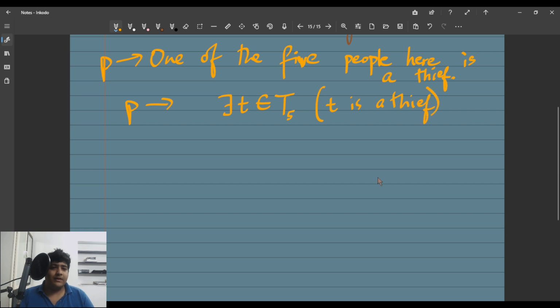So is this notation correct? There exists a T belonging to T5, which is the set of 5 thieves I have, such that T is a thief. Now if I negate it, what did I say? None of the people here are thieves. Which means for all t belonging to T5, for each and every t in my lineup, t is not having that property. T is not a thief.